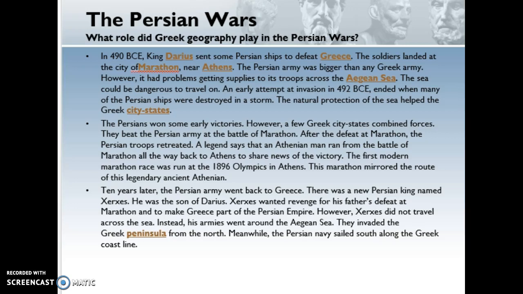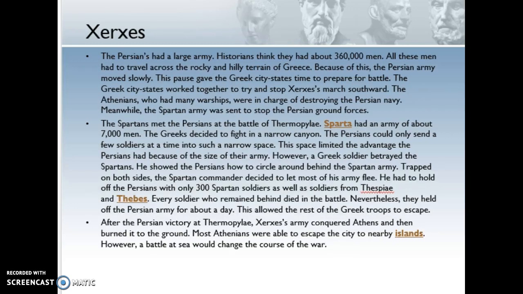Instead, his armies went around the Aegean Sea. They invaded the Greek peninsula from the north. Meanwhile, the Persian navy sailed along the Greek coastline.